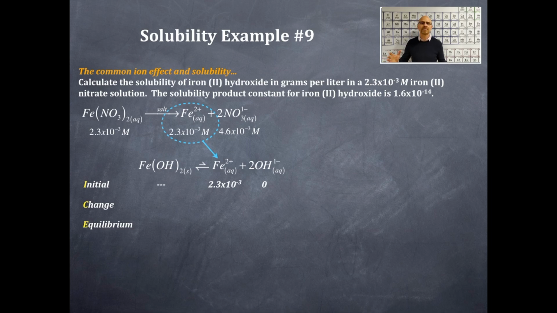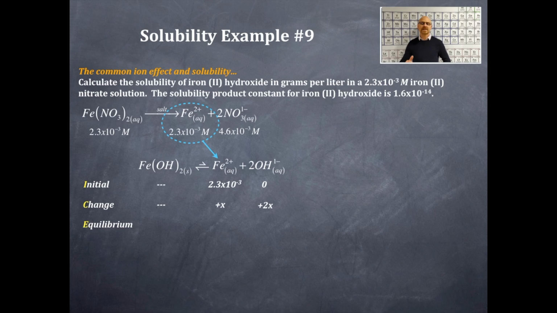The change is going to be very similar to what we've done before. That is, the solid, don't have to worry about it. If it's on the product side, then I'm going to have a plus sign. And I'm going to be using the stoichiometric coefficients to come up with the values in front of the x. So this is going to be a plus 1x, and this is going to be a plus 2x.